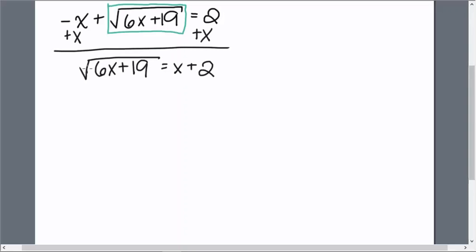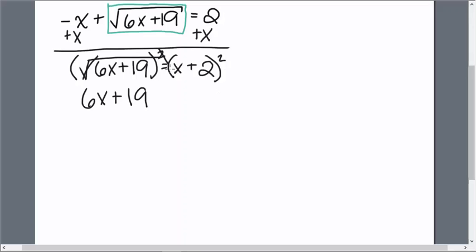And then I'm going to raise both sides to the power of the index. Now remember, if there is no index, then it is a 2. So I'm going to square both sides. Now on the left-hand side, squares and square roots kill each other off, so I get 6x plus 19.